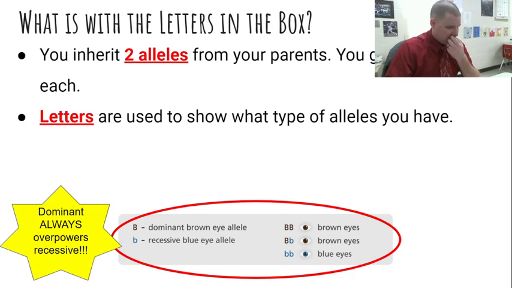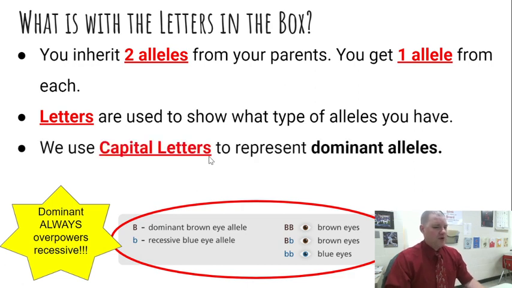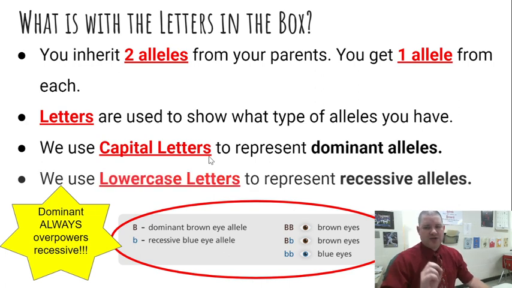I'm actually going to go down in this corner here so you can see all this stuff. We use the letters to show what type of alleles you actually end up having, where we use capital letters to represent dominant, and we use lowercase letters to represent recessive alleles. So there are 3 outcomes that you could be based off of your alleles. You could have 2 capital letters, meaning that you're dominant. You could have 2 lowercase letters, meaning that you're recessive. Or you could have 1 of each, where you are dominant and recessive.